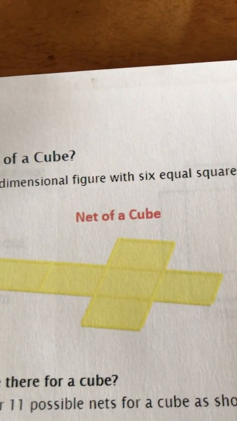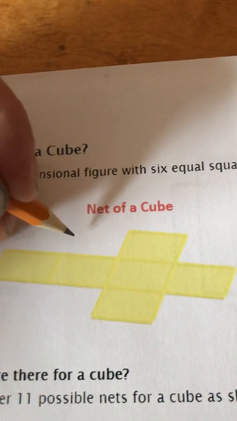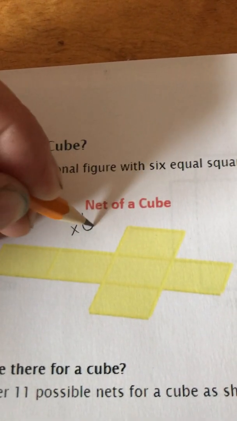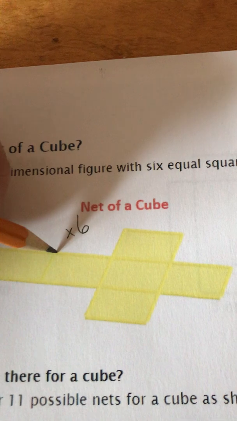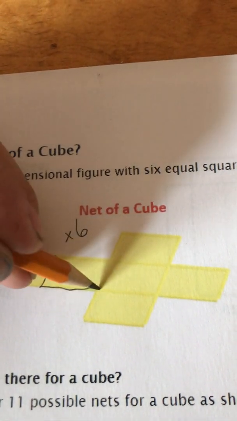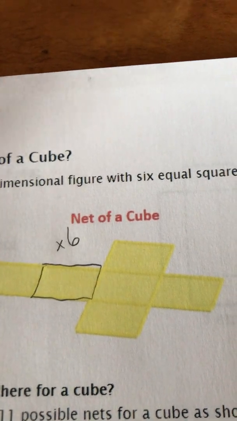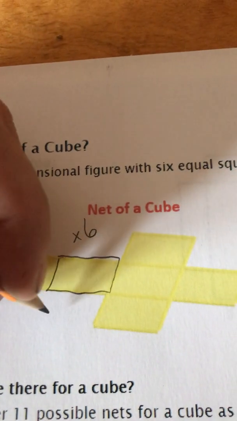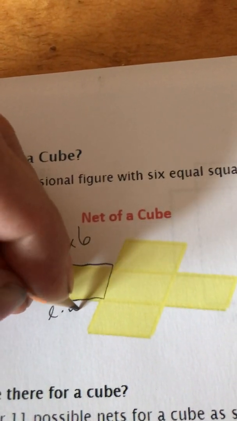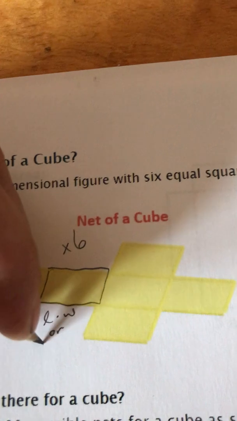So we've now broken it down into its net. Now this cube has 6 sides that are the same. All 6 of these are the same. So really, we would only have to find the surface area of one side, and we multiply it by 6. Now, what's the surface area formula? Area equals length times width, or base times height.